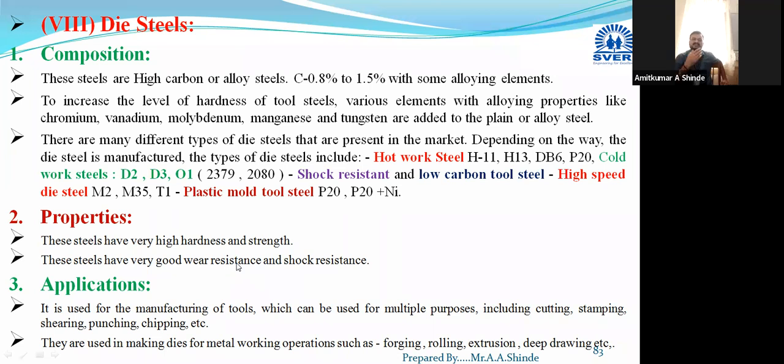Their wear resistance, abrasion resistance, and shock resistance will get improved. So these are the properties of this die steel. These have very high strength and high hardness, along with very good wear resistance, abrasion resistance, and shock resistance.